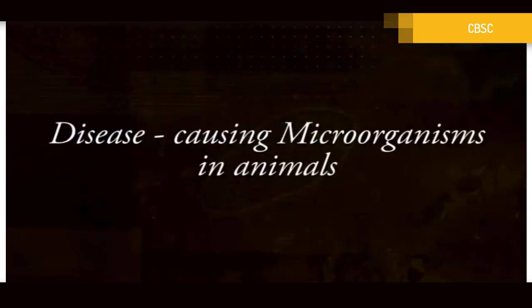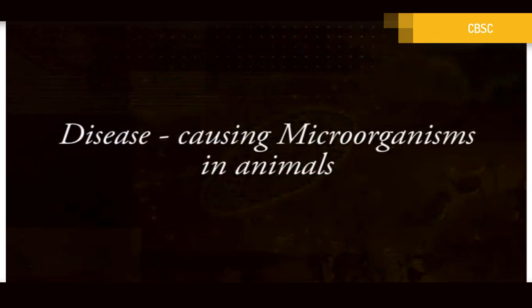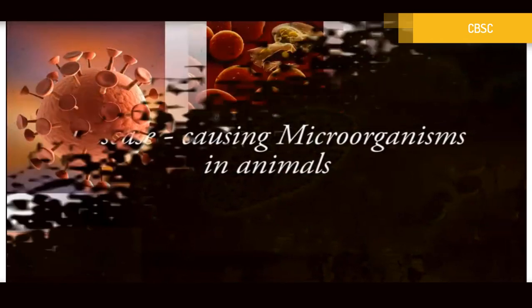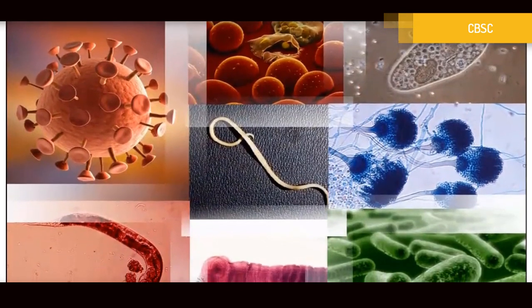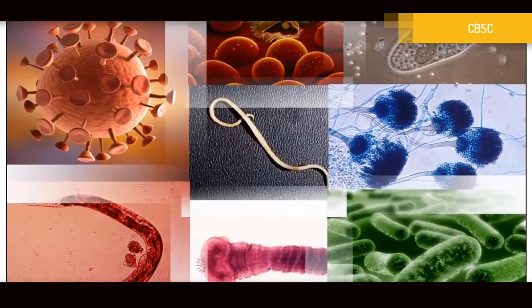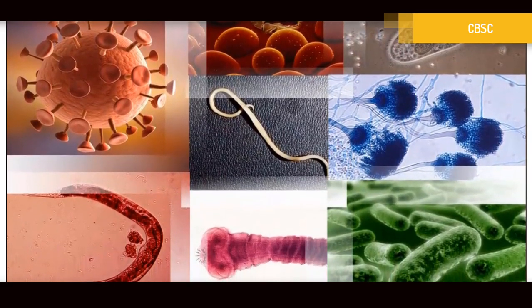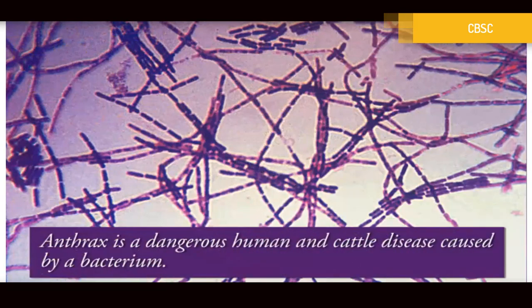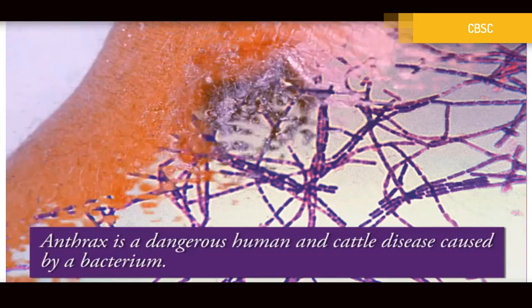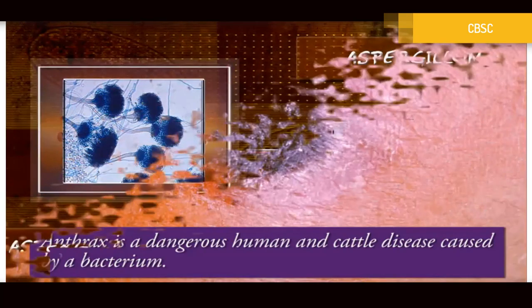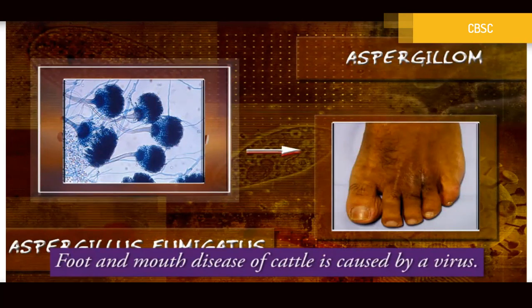Disease-causing microorganisms in animals. Disease-causing microorganisms in animals not only cause diseases in humans and plants, but also in other animals. For example, anthrax is a dangerous human and cattle disease caused by a bacterium. Foot and mouth disease of cattle is caused by a virus.